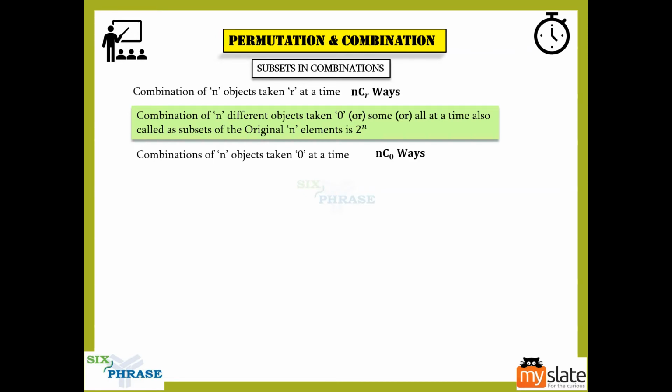Yeah, this is nC0. Combination of n objects taken 0 at a time is nC0. And again, combination of n objects taken all at a time is nCn ways. You know this, right? 5C0, 5C5. Very similar. Instead of 5, we just have n.